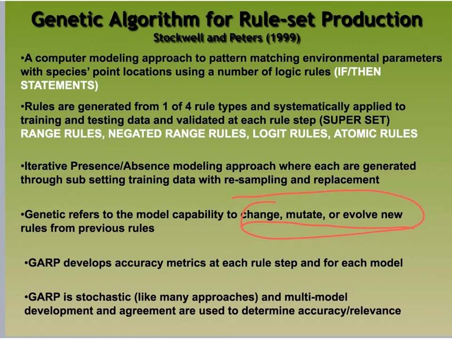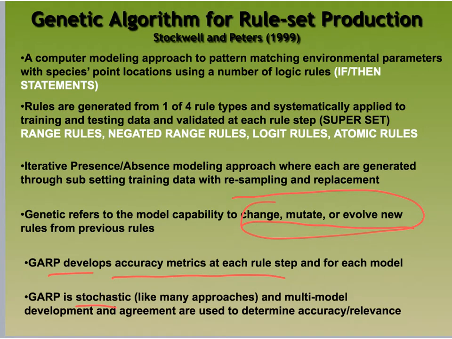And as part of that iterative process, it's calculating accuracy metrics at each step within each model to test how well those rules are performing. Because of this genetic nature, this is what we call a stochastic or a random process. And the random process means that we want to run multiple models. So the reality of running a GARP model or a GARP experiment is that you're going to create a set of models and you're going to evaluate across that set for how many of those models agree at any given pixel that that pixel should be present for the species or absent for the species. And so it's what we call a multi-modeling approach.